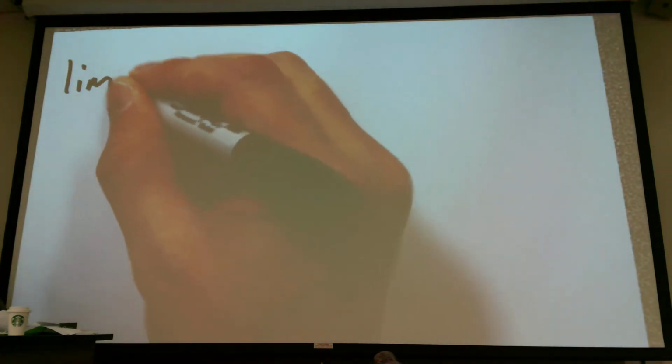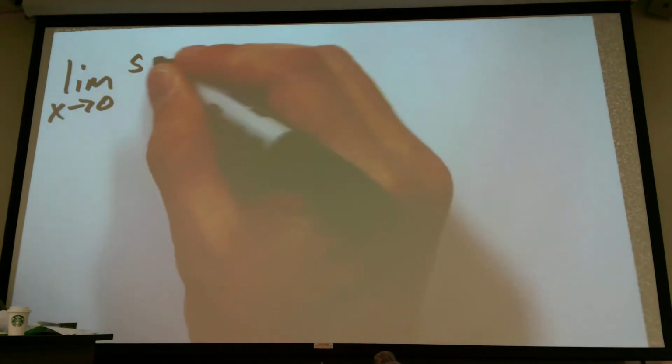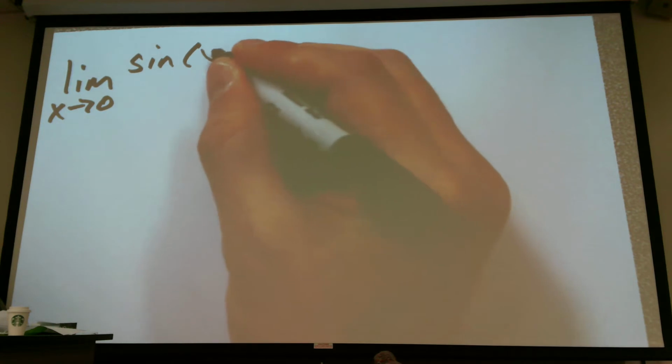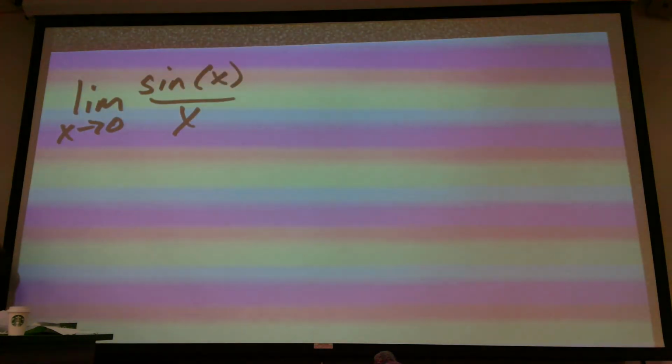Okay, so now let's do some examples of L'Hopital's rule. One of the classic ones is one that I already wrote up for y'all, but let's look at this. Now the limit as x tends towards 0 of sine of x divided by x.